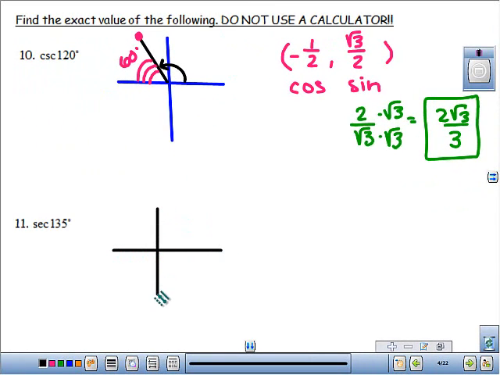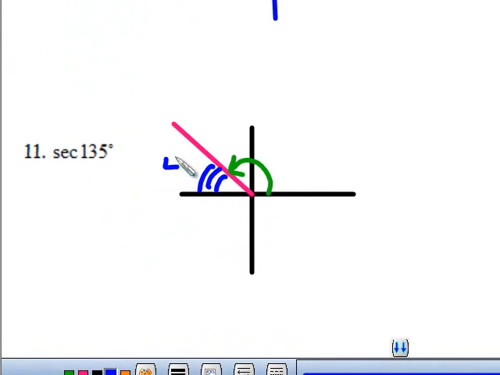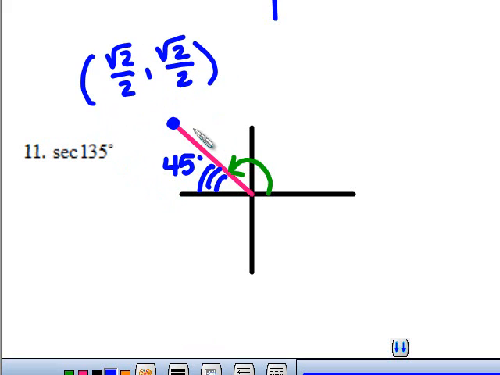11, 135 degrees right here in quadrant 2. There's my angle. Here's my reference angle, which is 45. At a 45 degree reference angle, this point is square root of 2 over 2, square root of 2 over 2, but in quadrant 2, x is negative. So then you're asking about secant.